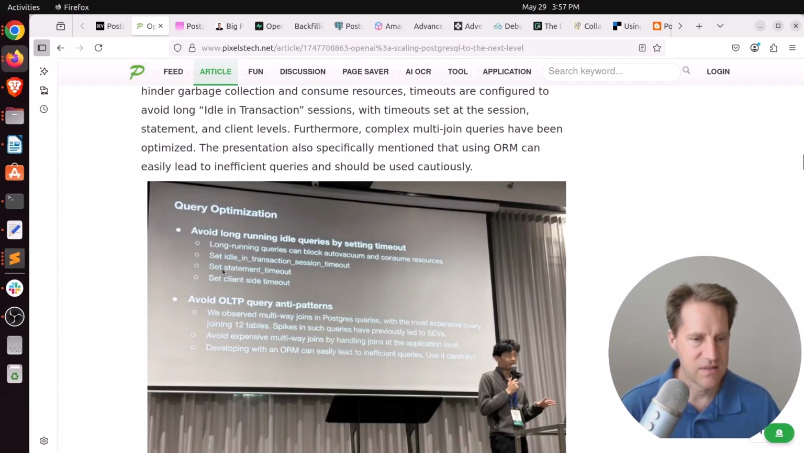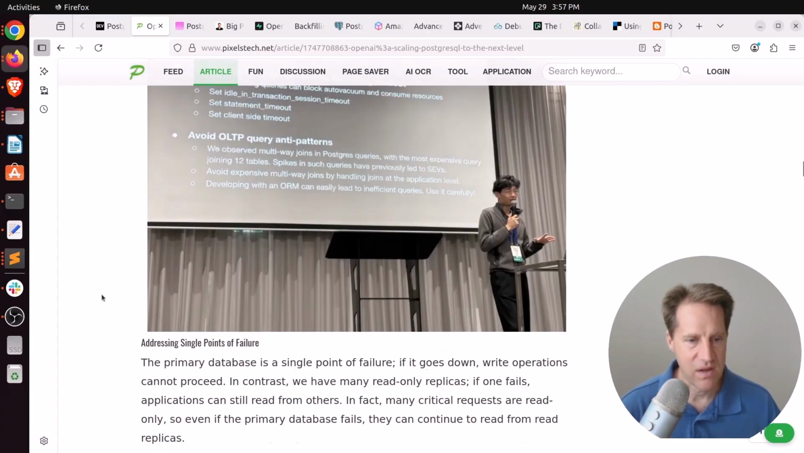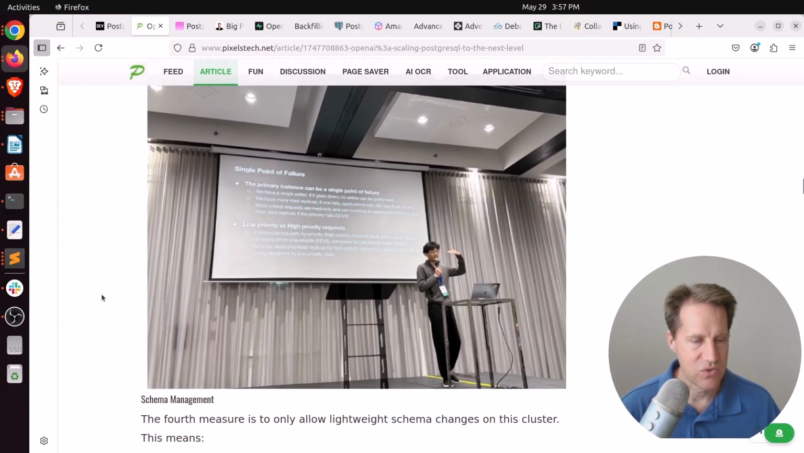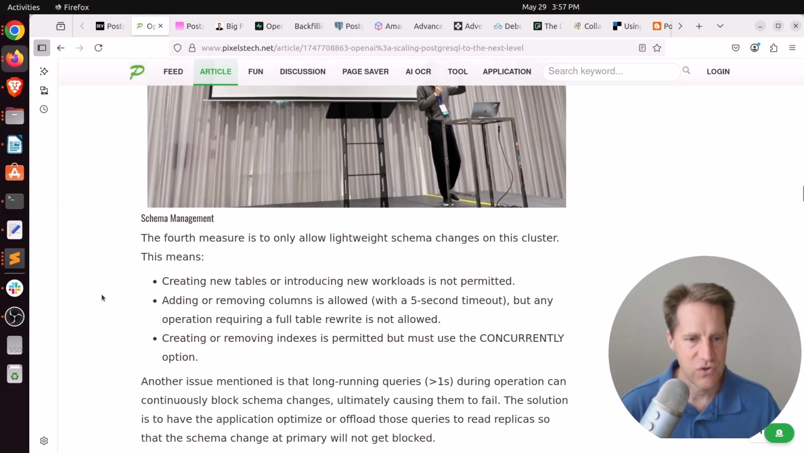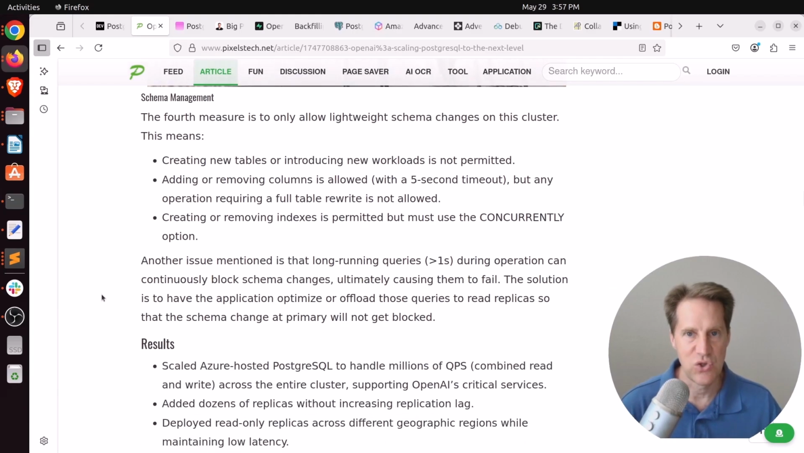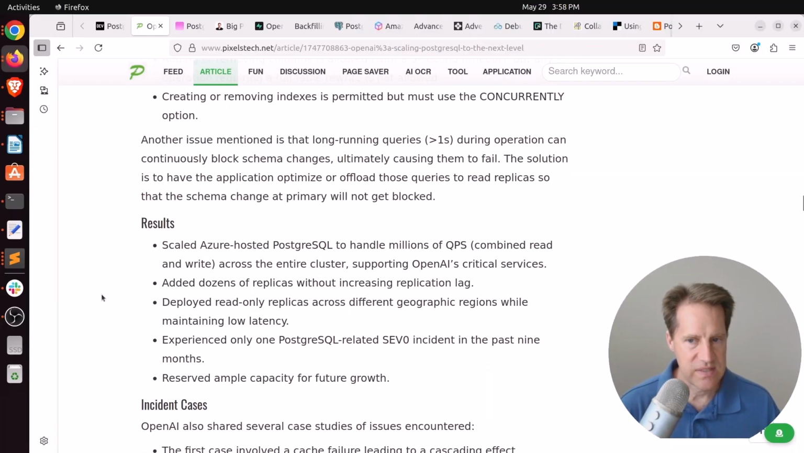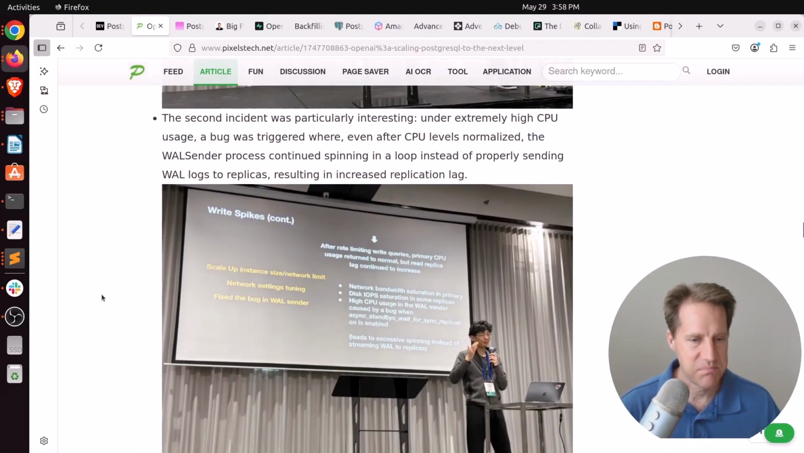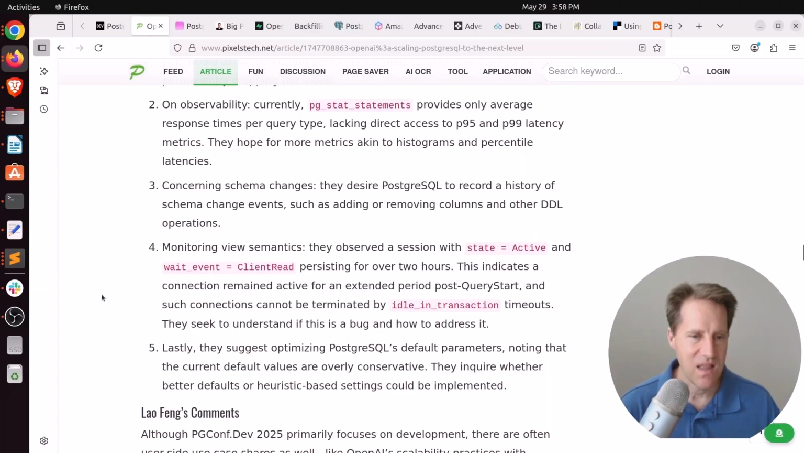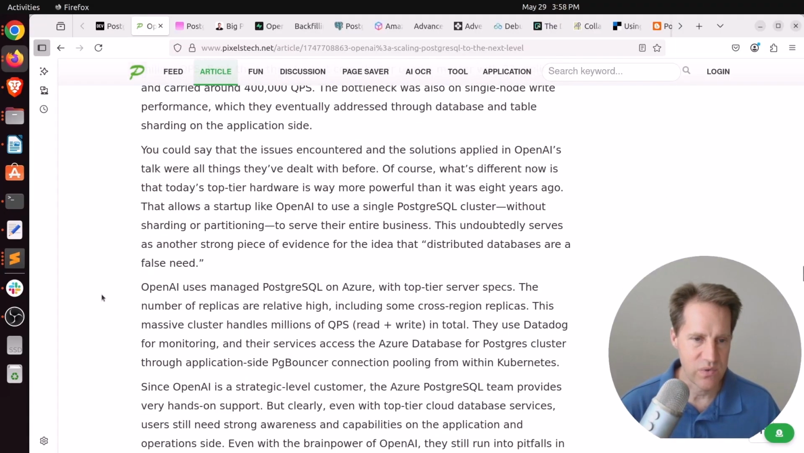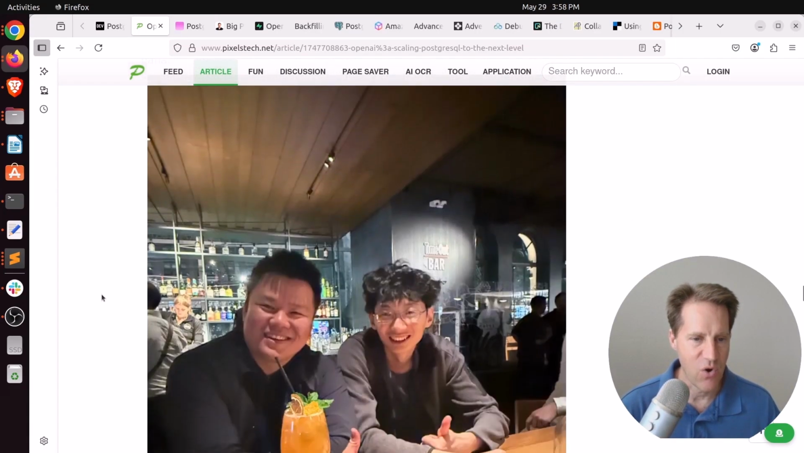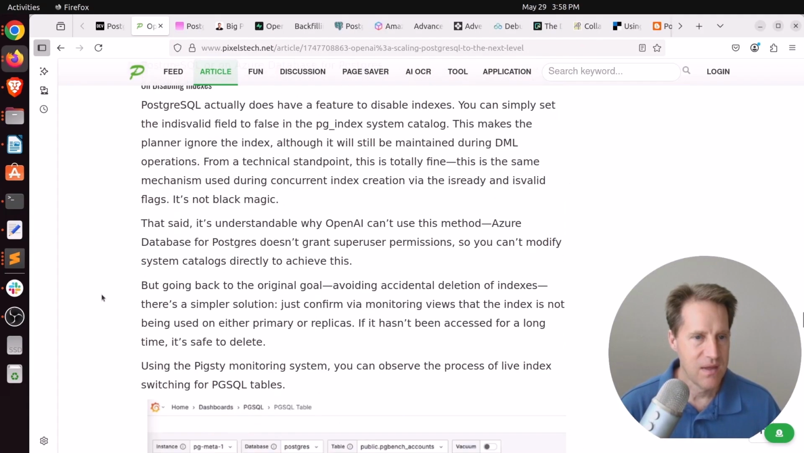And they did things to set different timeouts, like idle and transaction session timeout, statement timeout, trying to block queries that were taking too long. And they also kept a control on queries and tried to minimize too many joins that were happening for particular queries. So a lot of this seemed like a typical scaling experience. So I didn't get a lot new out of this, but I thought it was just interesting seeing how OpenAI is doing it now. But if you want to learn more, you can check out this blog post.